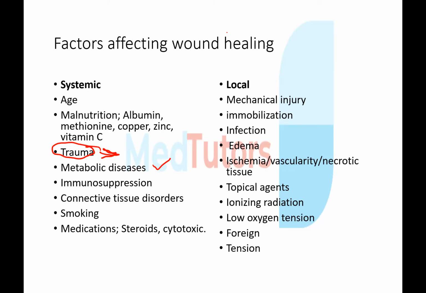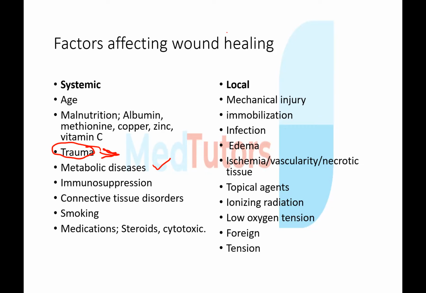Immunosuppression, they might be diseases from retroviral disease, HIV/AIDS, okay? Connective tissue disorder like Ehlers-Danlos syndrome, where you have defective collagen synthesis and deposition, it affects wound healing. Smoking also affects wound healing by impairing and prolonging the inflammatory phase of wound healing, and also it causes persistent vasoconstriction and ischemia of the healing wound.